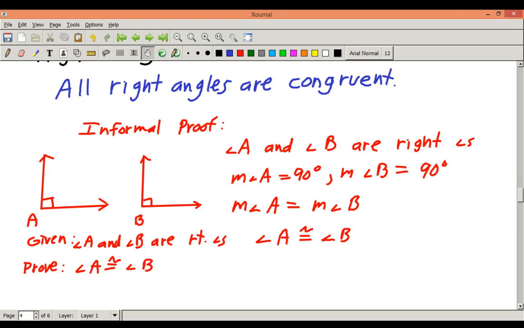Okay, so how would we do this proof? Well, start with the given. Angle A and angle B are right angles. You can see that I'm working right here. Angle A and angle B are right angles. That comes directly from our given. That's your hypothesis.